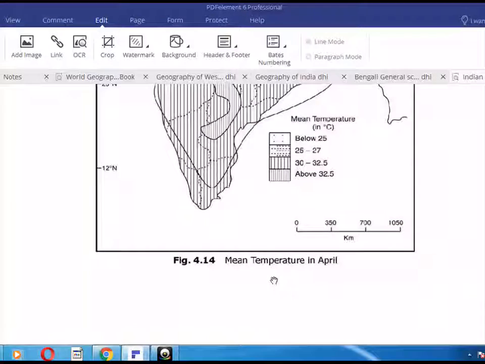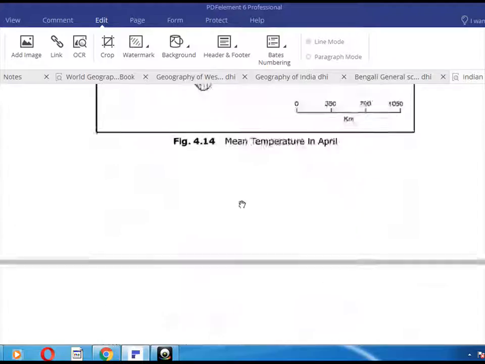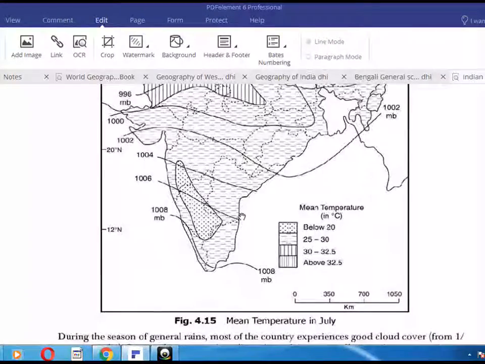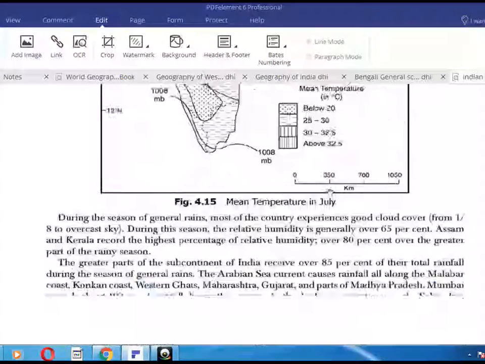Next is the mean temperature in April. Here the temperature is above normal in April time. So you can see the mean temperature in July. It is high here in Rajasthan and especially northern India, northwest India. High temperature you can see.